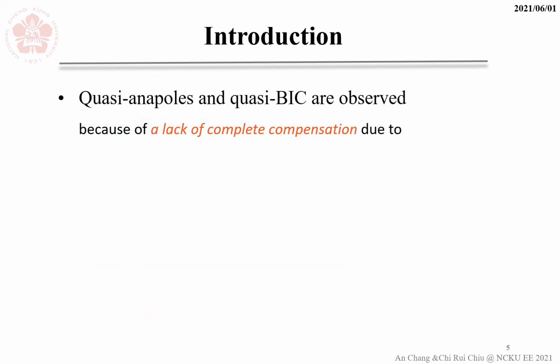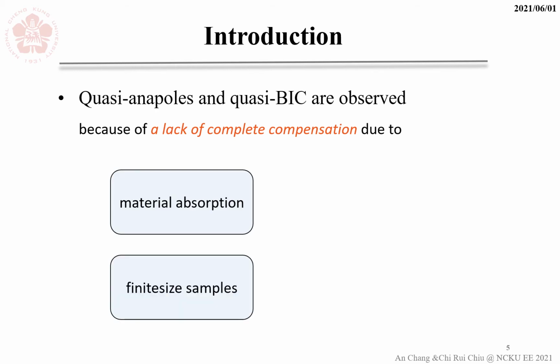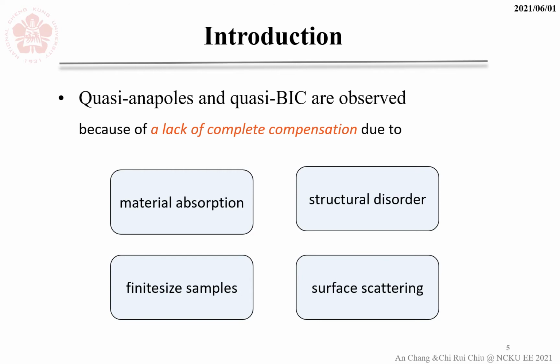Next, we are going to talk about quasi. It means very similar but not the same. There are four reasons that lead to it being incomplete: material absorption, finite size samples, structure disorder, and surface scattering.